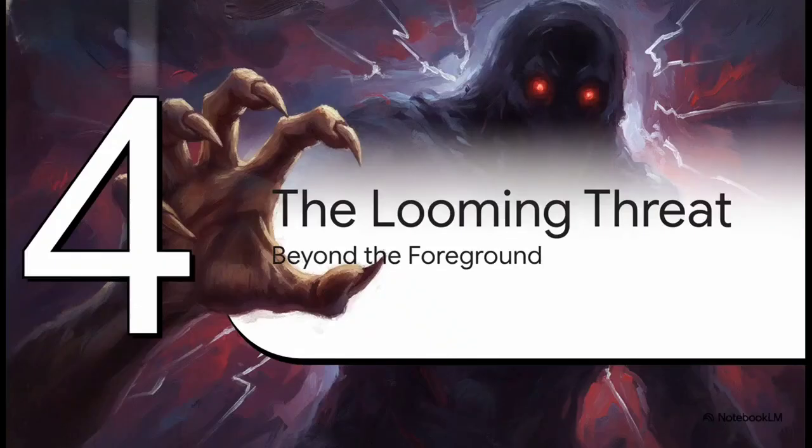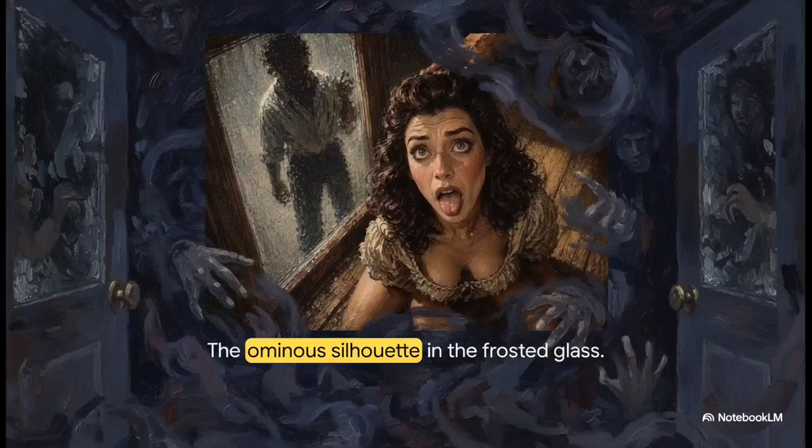Section 4. The Looming Threat. Looking beyond the foreground. Now, what's really interesting about this slide is that the hand and the hyper-detailed foreground are really only half the story. To fully appreciate the tension, we have to pull our focus away from the immediate victim and look into that blurred, obscured background to address a secondary, looming threat.